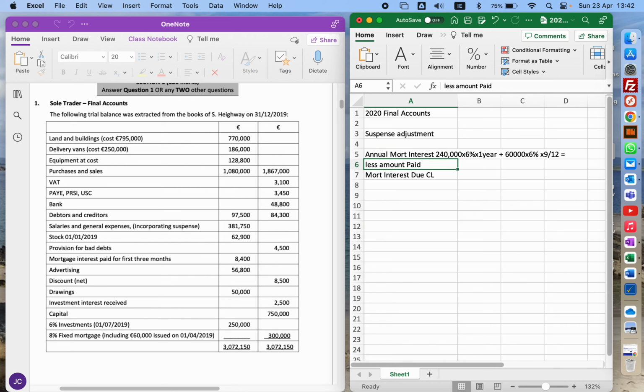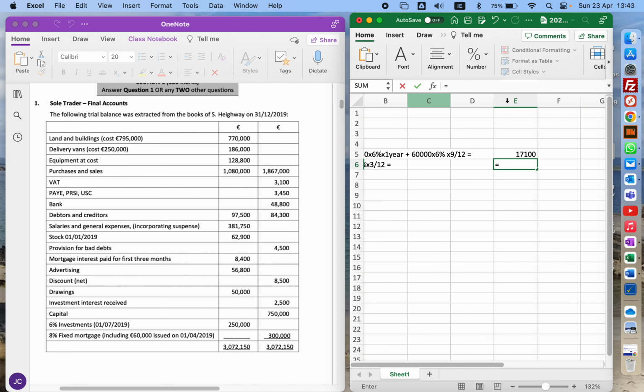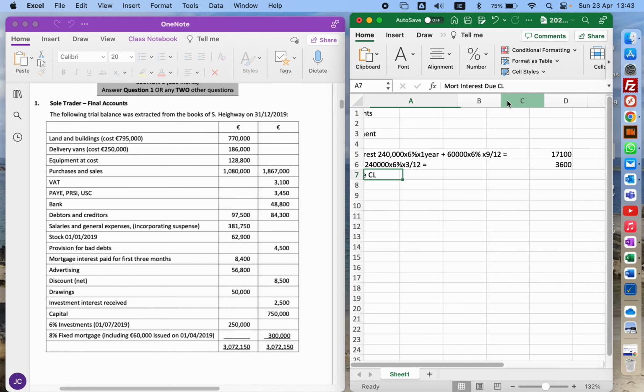Now, the mortgage interest paid. So mortgage interest for the first 3 months. So during the first 3 months, I didn't have the new mortgage because that came out after those 3 months. So during the first 3 months, I'll have had 240 grand times 6% times 3/12. So 240 times 0.06 times 3/12. So 3,600.